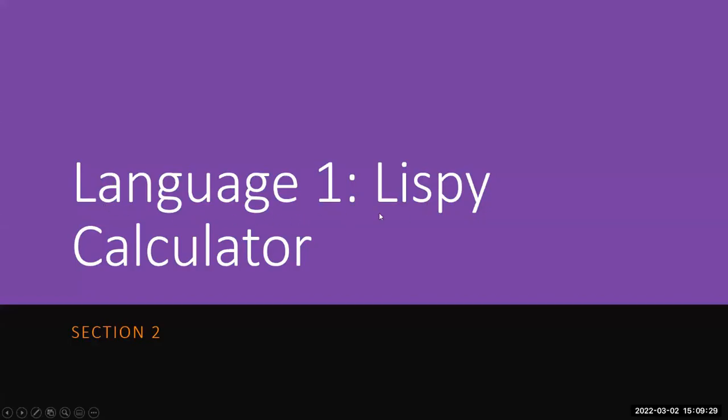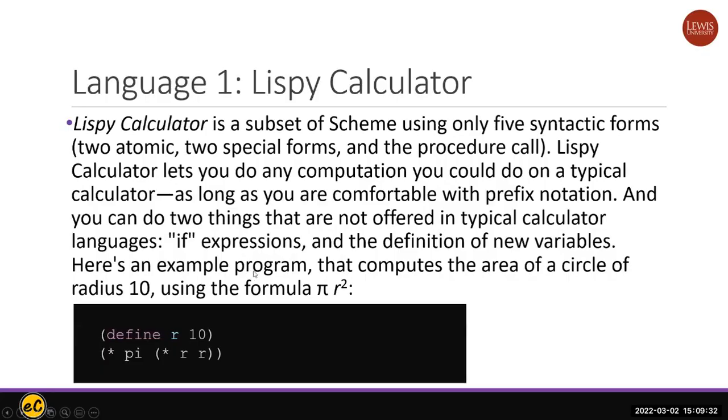So now let's look at language 1, Lisp calculator. This one is a limited Lisp language only for calculation. Lisp calculator is a subset of Scheme using 5 syntactic forms: 2 atomic, 2 special forms, and a procedure call. This Lisp calculator lets you do any computation that you can do on a typical calculator, as long as you are comfortable with prefix notation. So it's prefix notation, not infix notation.